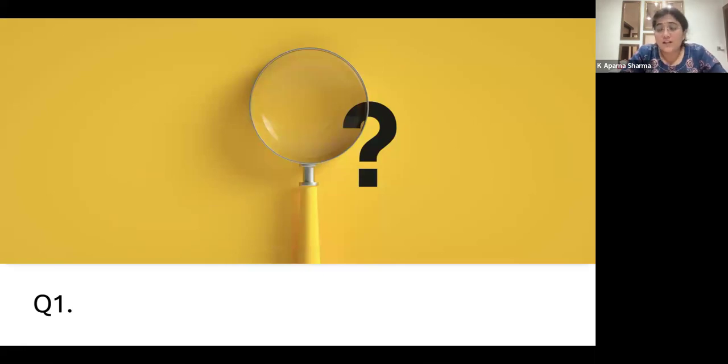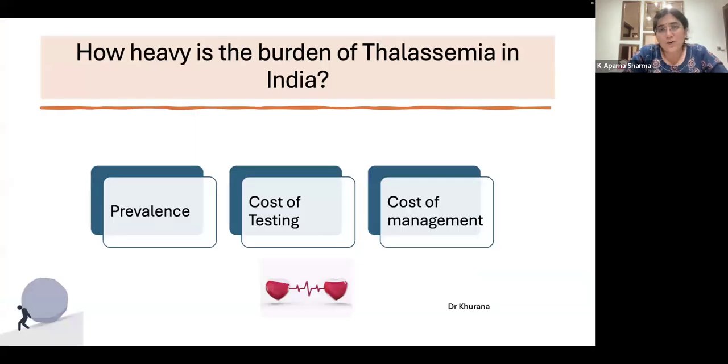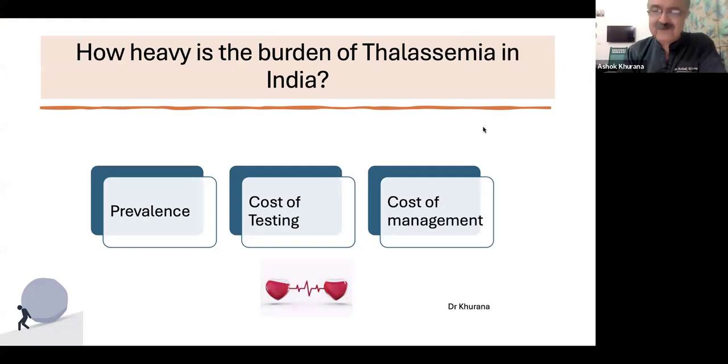So with such eminent panelists, I would like to take this panel forward with some of the basic questions first, which I would like to begin with Dr. Khurana, sir. So in terms of the burden of thalassemia, sir, it's very easy to say the numbers that so many thalassemic children are born every year, but how heavy is the burden of thalassemia in India, and why should we be worried as obstetricians, as radiologists, or just healthcare providers at the forefront? Why should we be worried about thalassemia?